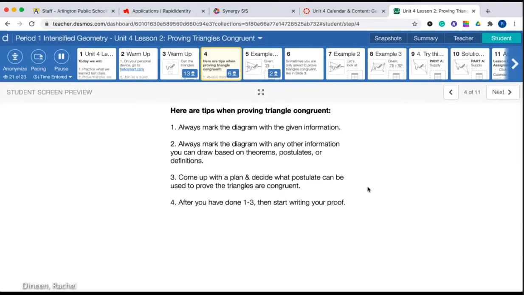So here are just hints and suggestions when you are completing proofs. The quiz just has 1 proof on it, and you can choose 1 of 2.